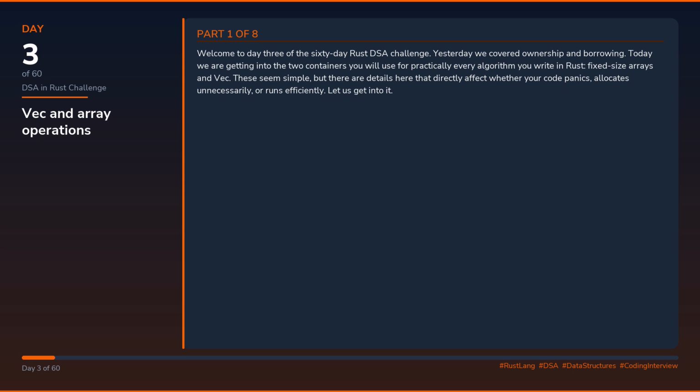Today, we are getting into the two containers you will use for practically every algorithm you write in Rust: fixed-size arrays and Vec. These seem simple, but there are details here that directly affect whether your code panics, allocates unnecessarily, or runs efficiently. Let us get into it.